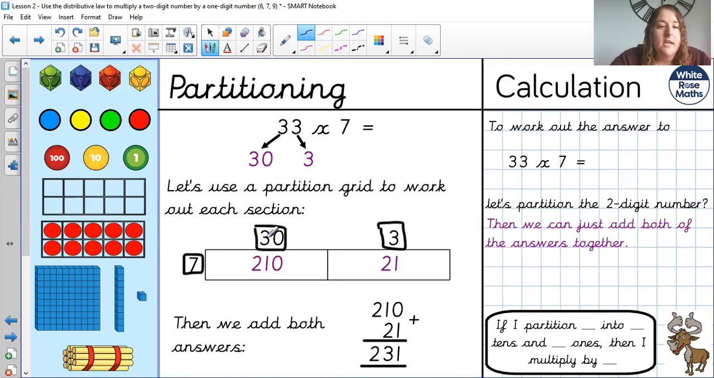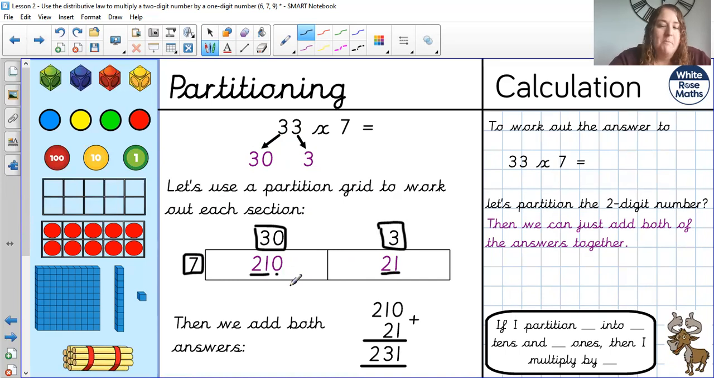So I've done 7 times 3 or 3 times 7, which was 21, and then added that space saver 0 when I've multiplied by 10. And then I've done 7 times 3, which is still 21. So it's the same answer, except this one is 10 times bigger.